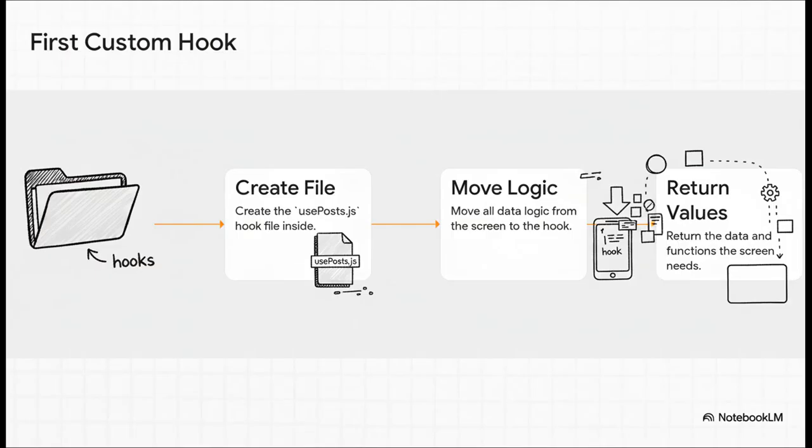So how do you actually do this? Well, it breaks down into just a few simple steps. First, to keep things tidy, create a new hooks folder in your project. Then, inside that folder, you'll create your new file, in our case, usePosts.js. Now for the fun part. You literally cut all the data-related logic out of your screen and paste it into this new file. And finally, the hook just returns everything the screen needs to do its job, usually as a neat little object.